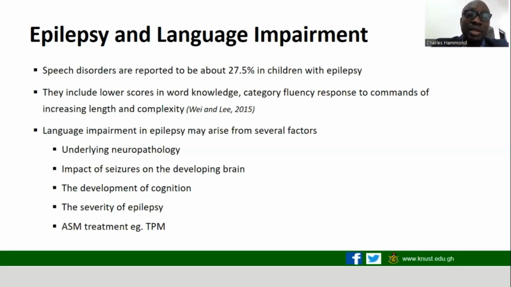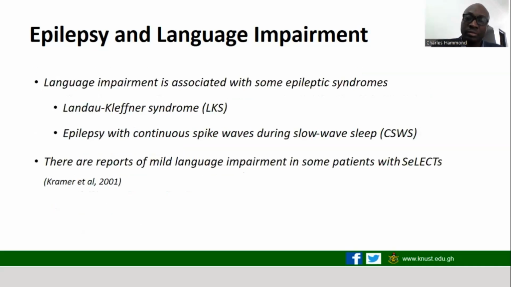Language impairment in epilepsy may arise from several factors, including the underlying neuropathology, the impact of the seizure on the developing brain, the development of cognition, the severity of the epilepsy, and treatment with anti-seizure medications. Especially topiramate has been reported to interfere with language development in children.